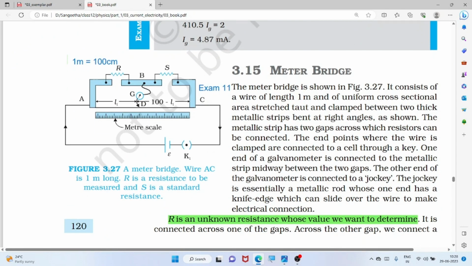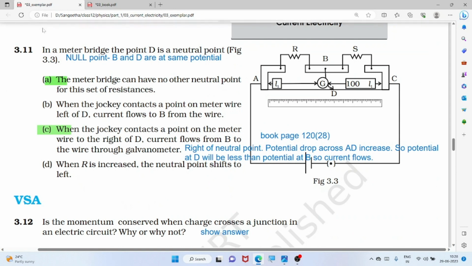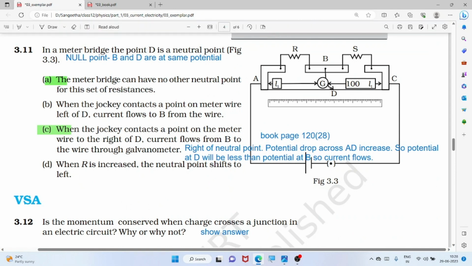So you can go through how the meter bridge works in the book. If you move this jockey, the potential difference across this increases, so the potential at D will decrease. Now the potential at B will be greater than the potential at D, so current will flow. AD increases, so the potential at D will be less than the potential at B, so the current flows.